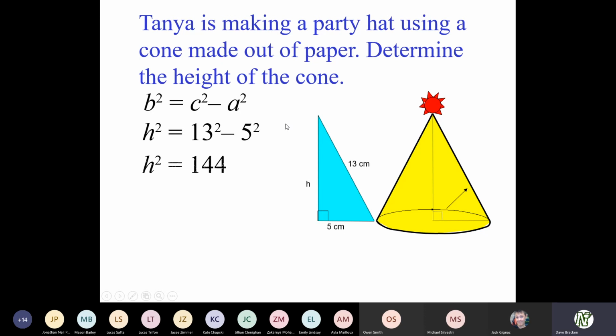13 squared take away 5 squared is 144. And now we take the square root and we get 12. Does 12 make sense? Yes or no? Tell me why.